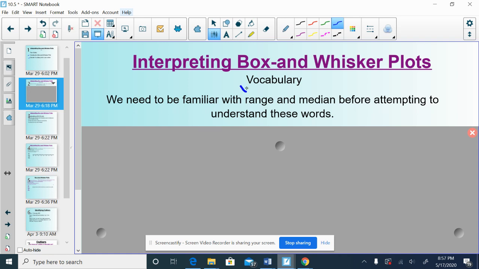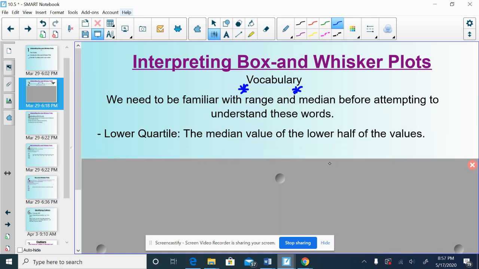Some things you need to know would be range and median, which I do believe you know. Range would be the largest number subtract the smallest number. The median is the middle point when put in order from smallest to greatest.